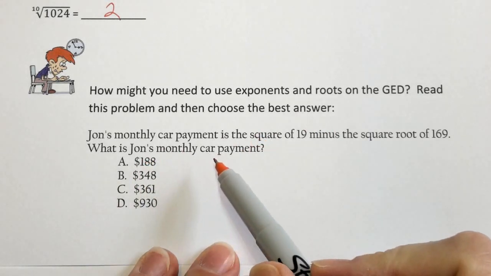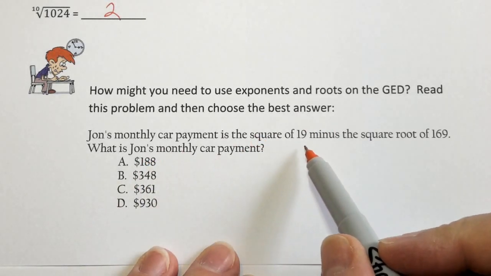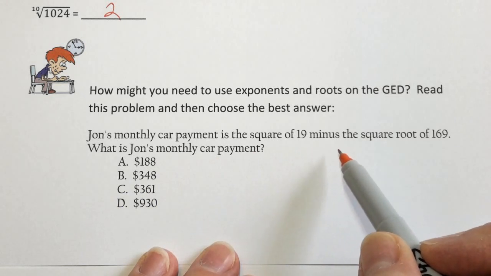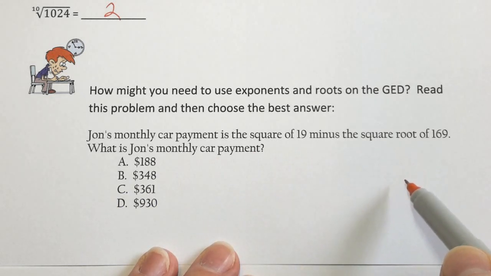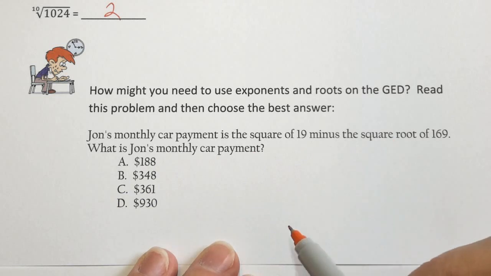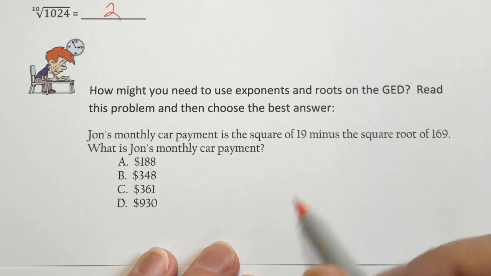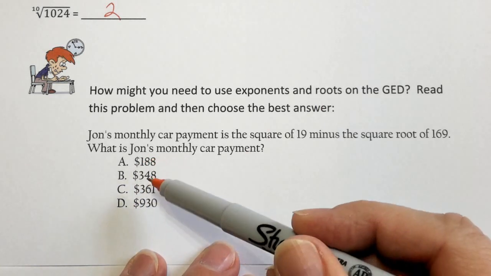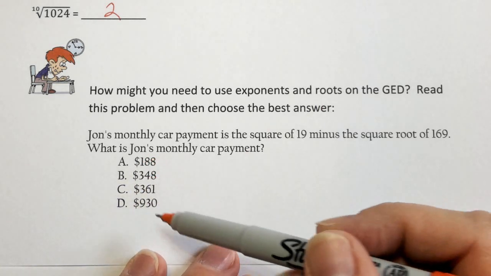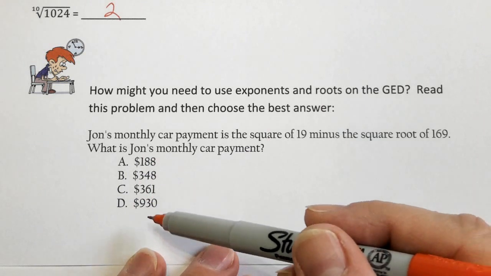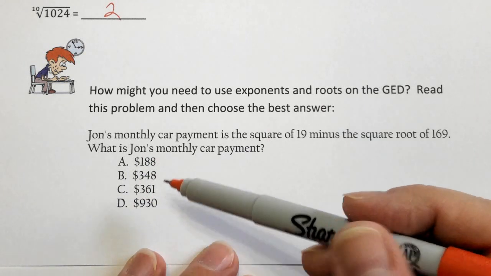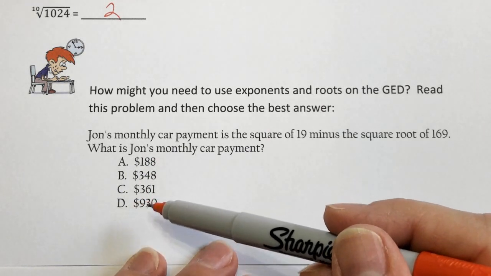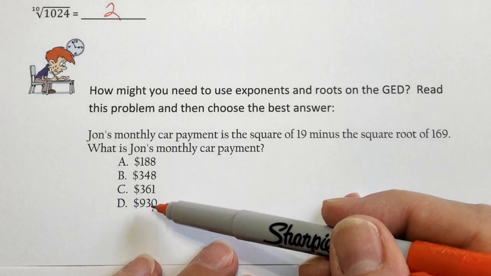John's monthly car payment is the square of 19 minus the square root of 169. What is John's monthly car payment? And then you have your choices here. $188, $348, $361, and $930.